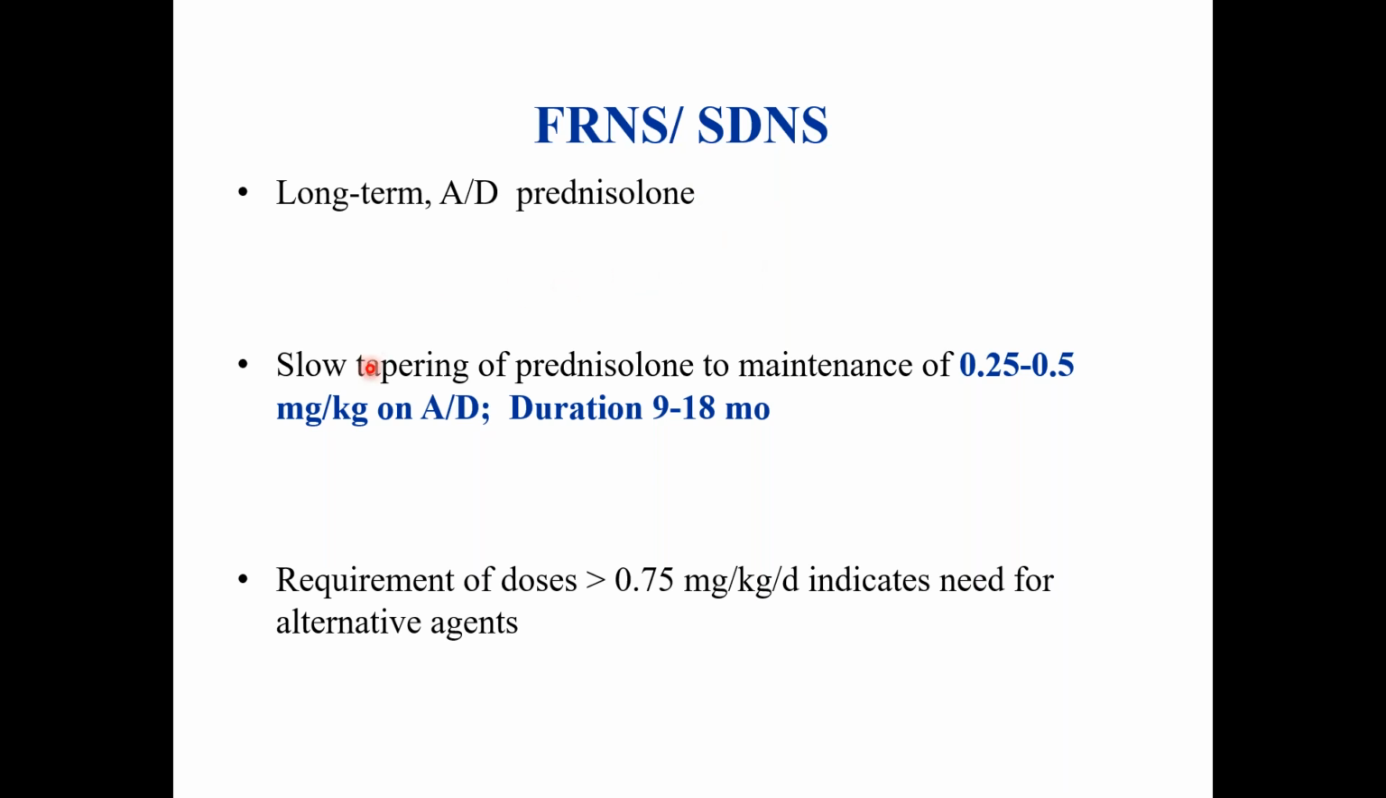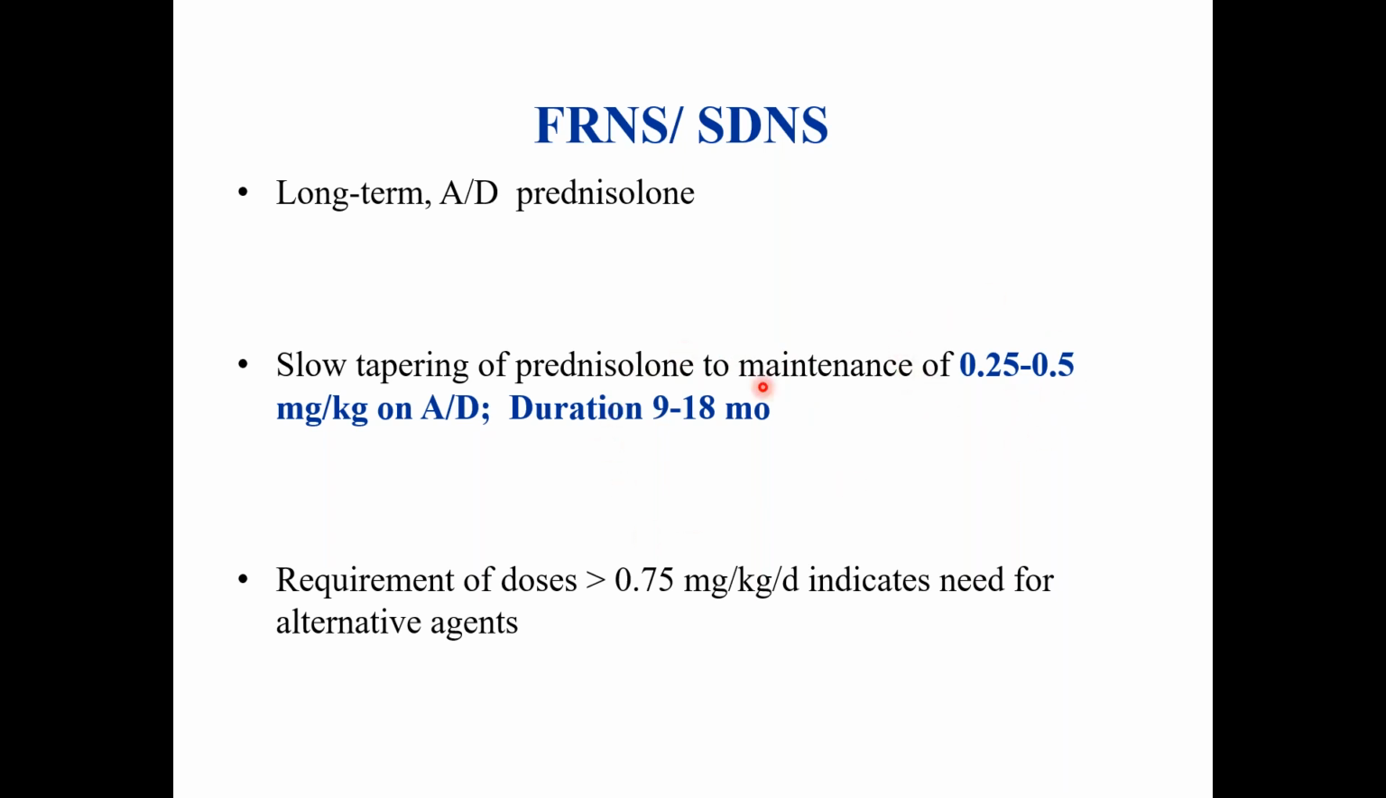Well, the various strategies are to maintain these patients on long-term alternate day prednisolone. And when we say long-term alternate day prednisolone, it is doses as small as 0.25 to 0.5 milligram per kg on alternate day. And we can safely give these doses without causing complications like growth failure or hypertension or diabetes for a period of about 9 to 18 months. But generally beyond 1.5 years, we do not like to continue with alternate day steroids.